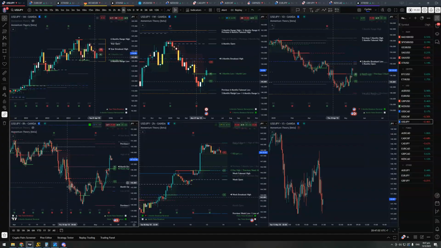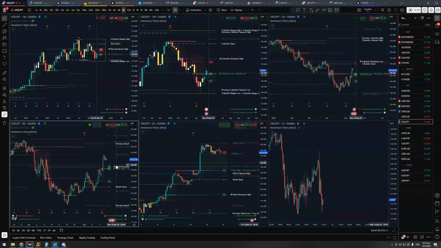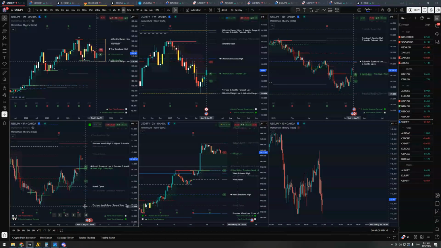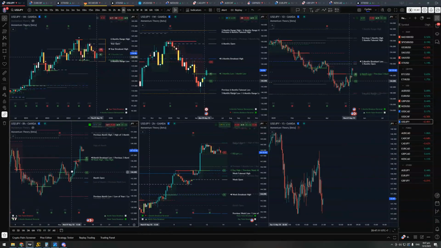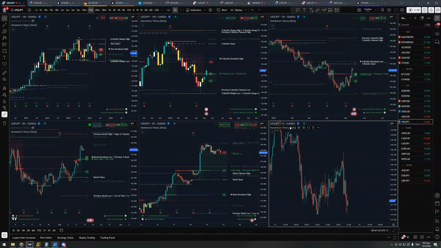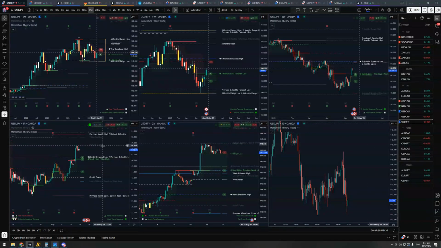We broke out of the previous month low. We flipped that monthly breakout level. We did not fake out the previous month low over here, the current previous month low. So we did not have any rejection. So I don't trust this move. I do need to see a little bit more before I get involved in this. But I'm going to put this on the watch list.